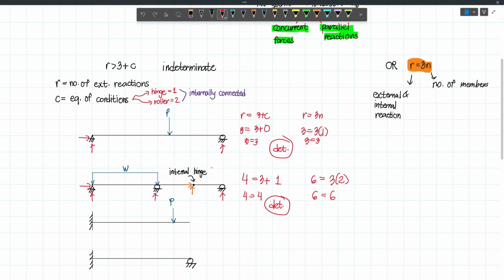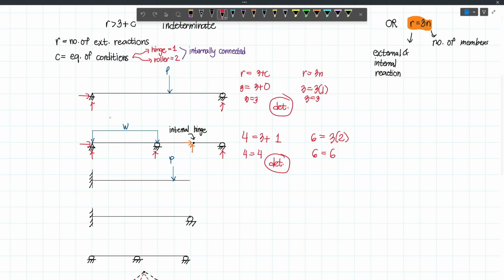But this is automatic: whenever there is an internal hinge, usually you consider it as internally unstable. Now, if we have a fixed support, we know we have three reactions. So that means here, 3 equals 3 plus 0. Using this formula, we go straight. So 3 equals 3 means determinate. And with this formula, r is still 3, equal to 3 times one member, 3 equals 3. Also the same.